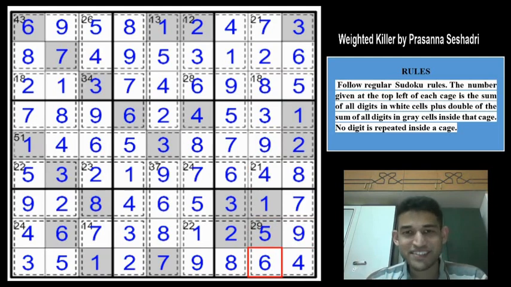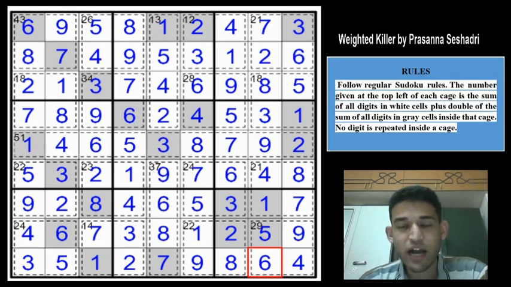What a Sudoku, guys! Superb construction by Prasanna, an amazing construction. I really enjoyed solving this weight killer by Prasanna. I hope we get to see more such variants from any of the wonderful authors. So hope you guys enjoyed watching me solve this interesting but hard Sudoku.